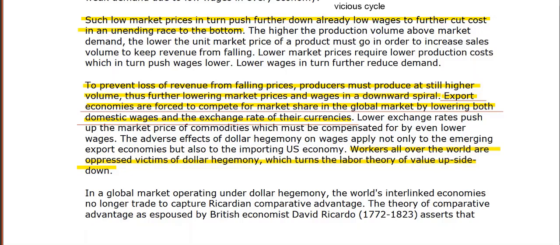The adverse effects of dollar hegemony on wages apply not only to the emerging export economies, but also to the importing U.S. economy. Workers all over the world are oppressed victims of dollar hegemony, which turns the labor theory of value upside down. That's how come since 1971, U.S. wages have been stagnant.